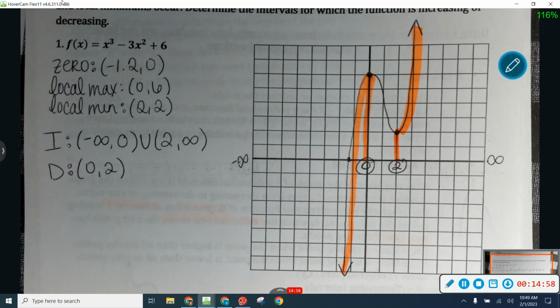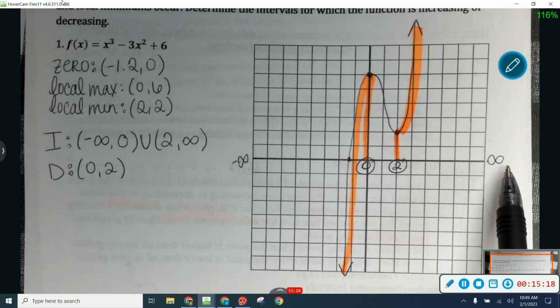You don't have to highlight it. I'm just doing it for you to see what's going on. Okay? Now, if I asked you to do end behavior, could you do it? f of x is going where as x approaches negative infinity? Negative infinity. And f of x approaches what as x approaches positive infinity? Okay.